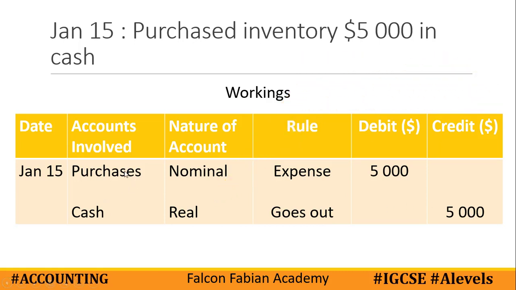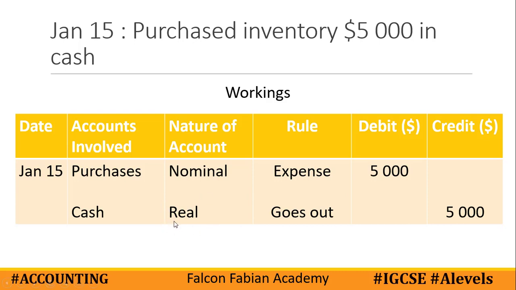The two accounts involved are purchases and cash. The rule for nominal account is going to be applied to purchases. Purchases is an expense. So in the rule column, you would write expense. And purchases account needs to be debited by 5,000. Why? Because the rule was debit all expenses and losses.